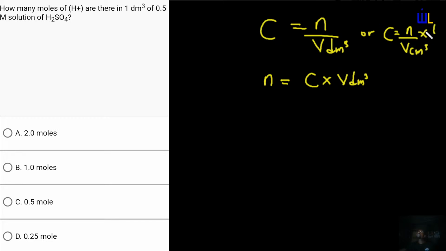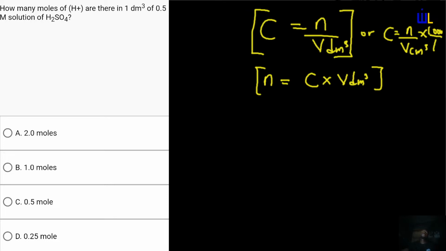This times 1000 all over 1. Let's leave this and come back to this. So just note that if you are given your volume in dm³ and you are asked to find concentration, what you simply need to do is number of moles divided by volume in dm³. However, making n the subject of formula, you will simply have concentration times volume in dm³. So far so good. I hope I'm making sense.